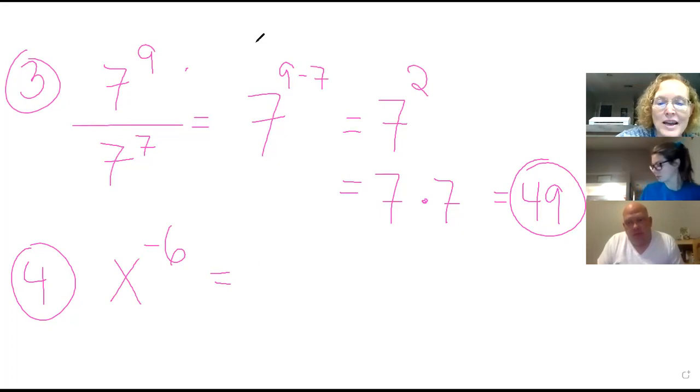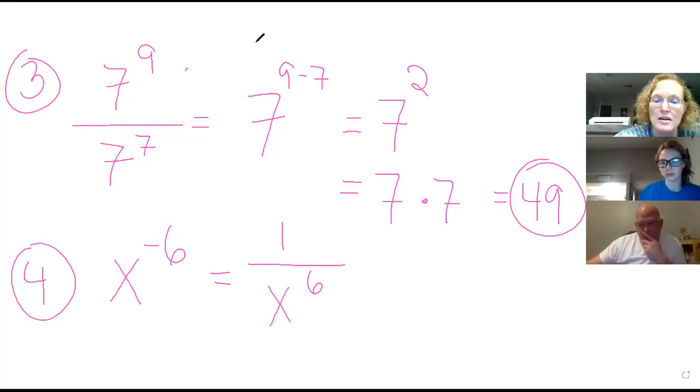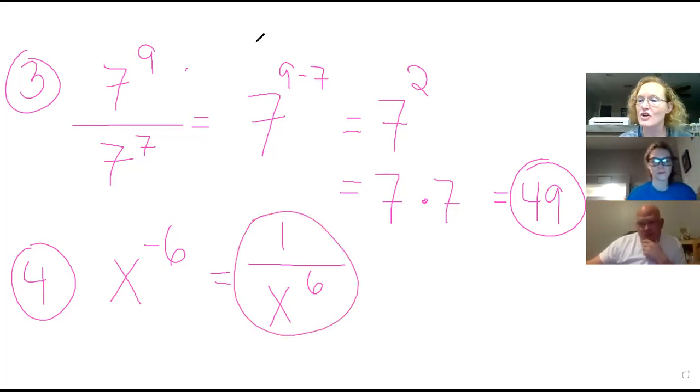So the way that we deal with a negative exponent is we put it in the bottom of a fraction. You don't change the base and you don't change the number quantity. So that was a six over there, it's going to be a six here. The only thing that we do is when we put it in the denominator, it's no longer a negative six. It is now a positive six. And that's all you do.